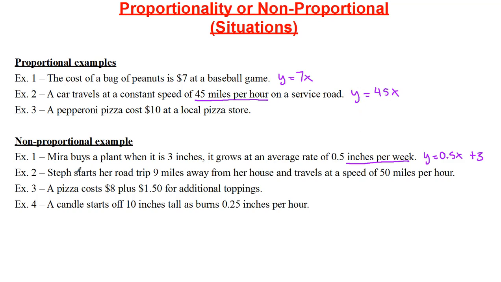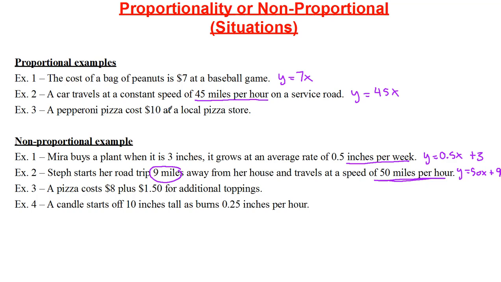Second example. Steph starts her road trip 9 miles away from her house and travels at a speed of 50 miles per hour. Once again, this is my variable here. But, as you can see, it started 9 miles away. So, y equals 50x plus 9. I'm adding that 9 there. That 9 is not 0.